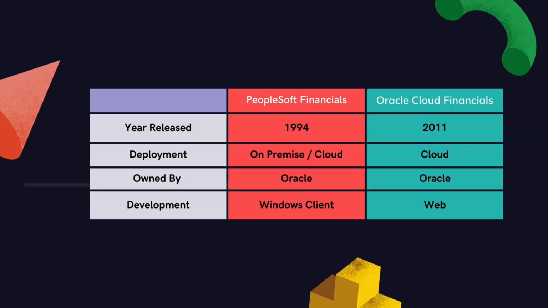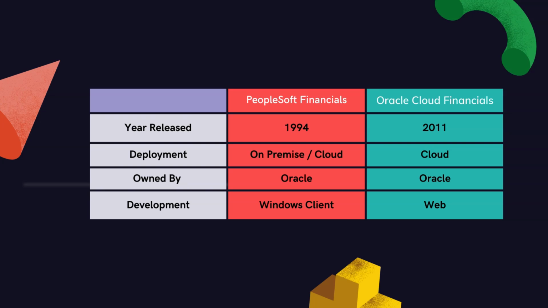PeopleSoft Financials was first released in 1994, while Oracle Fusion Financials was launched in 2011. Oracle Fusion Financials is a product that combines the best features and functionalities of PeopleSoft, Siebel, JD Edwards, and Oracle E-Business Suite. Today, Oracle Fusion Financials is also known as Oracle Cloud Financials.